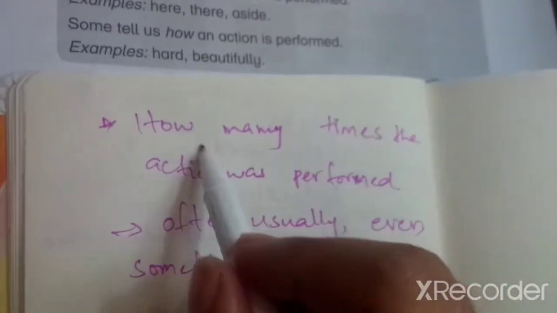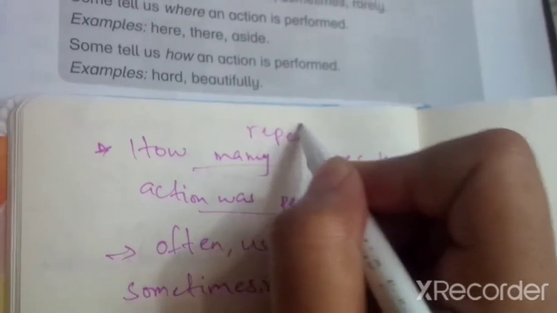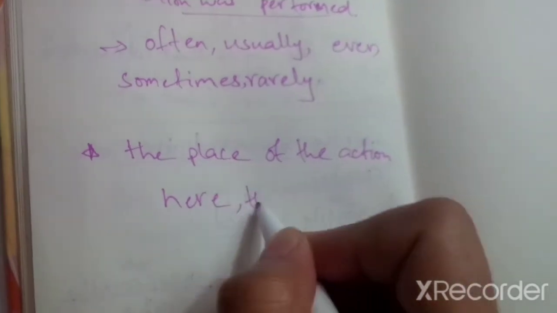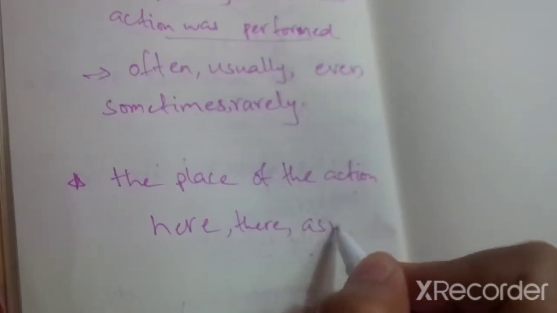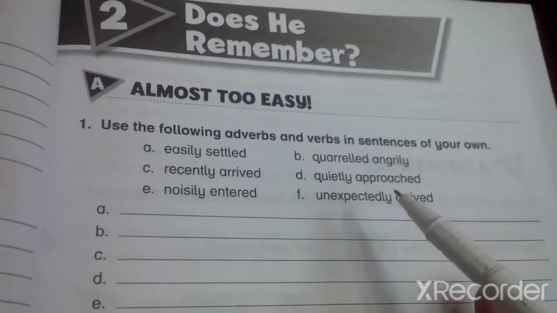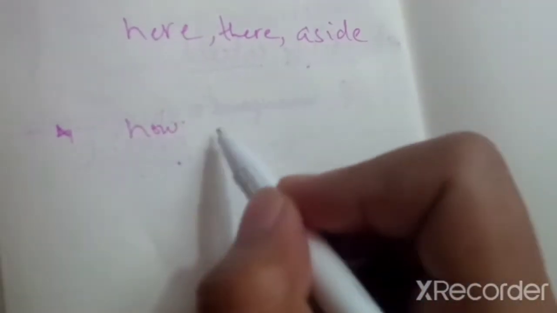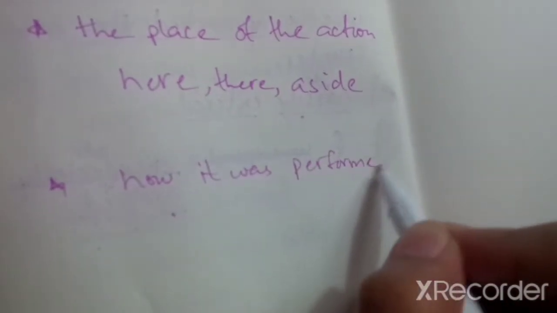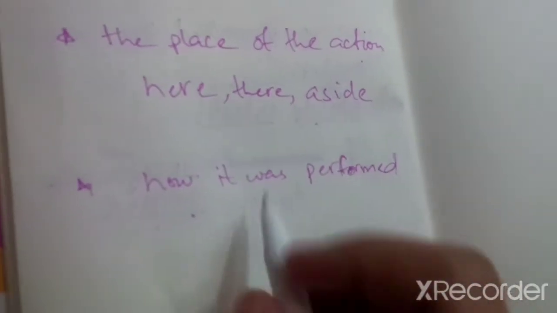The first one tells us the repetition, how many times it was done, and the second one tells us the place. For example, here, there, aside, stuff like that. And some tell us how an action is performed, like the ones over here: easily, quarreled, recently, quietly, noisily, unexpectedly. They tell us how that action was performed, the nature of the verb. Basically they tell us about the nature of the verb.